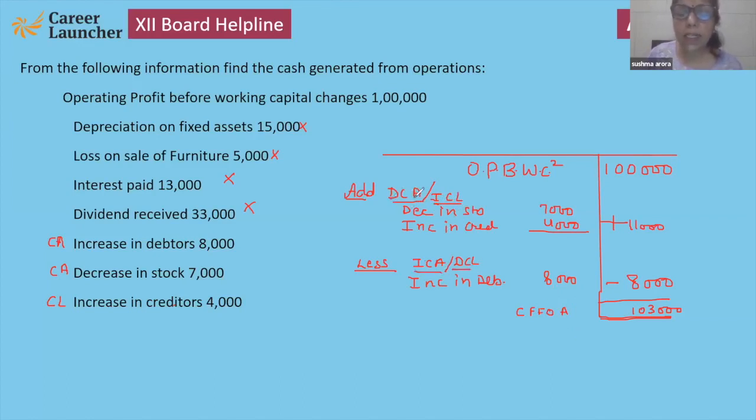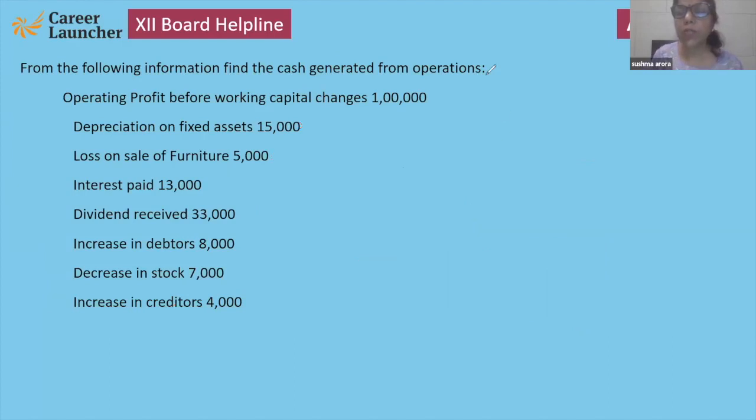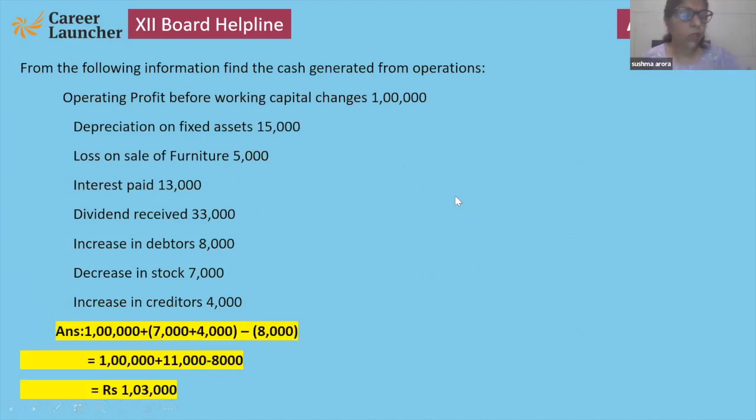DCA, ICL. DCA, ICL means decrease in current asset, ICL means increase in current liability, and just do the opposite. Now see the answer of this question. Note down first. This is another way to add it. One lakh plus 7 plus 4 minus 8,000.